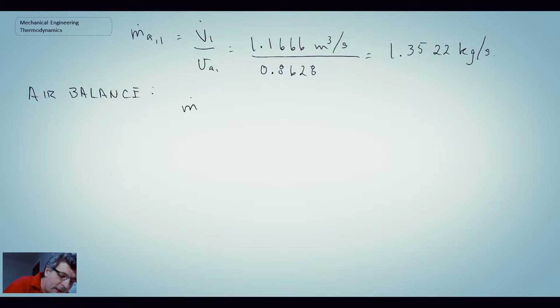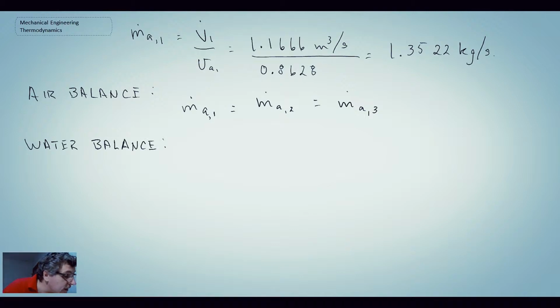So we have mass flow rate of air at 1 equals mass flow rate of air at 2 equals mass flow rate of air at 3. We're not adding or removing air at any point, so that one's pretty simple. And then the water balance: the place where we have water addition is between 2 and 3, so that's where the interesting things happen. First of all, mass flow rate of water at 1 is equal to mass flow rate of water at 2. We're not adding or removing.